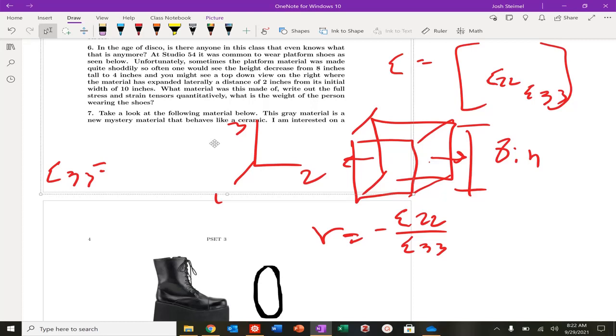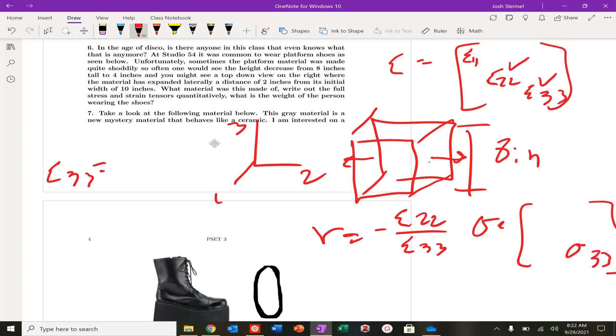So let's start to look at this. I have a strain in the 1-1. So I know this one, I know this one. In terms of the stress, I know that there's a stress in the 3-3. What about elsewhere? Will there be any other stress? I mean, not really. The other materials are allowed to expand. So this is an over-constrained problem.